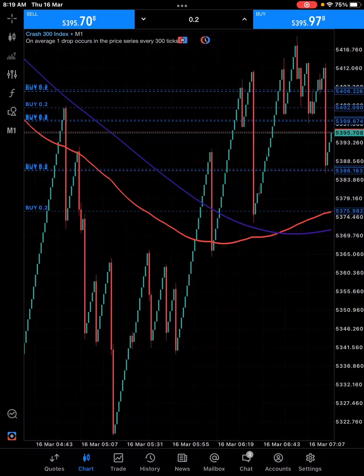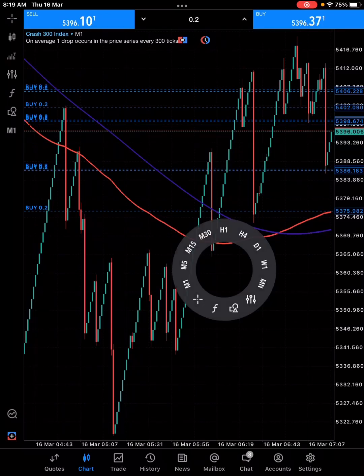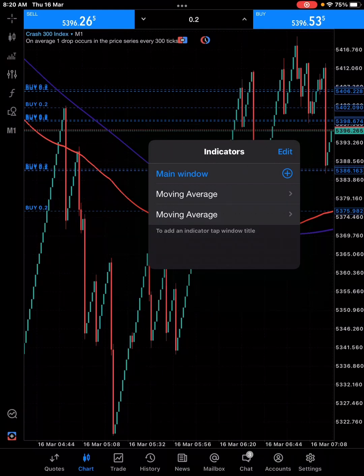So it's just a simple thing. You don't have to make it complex. Just click on your chart, then the circle comes up. Click on the F sign, then your main. If nothing is there, probably it means you don't have anything on your chart on your screen. So you click on plus. Then when you click plus, you just go to the moving average. You select the moving average.